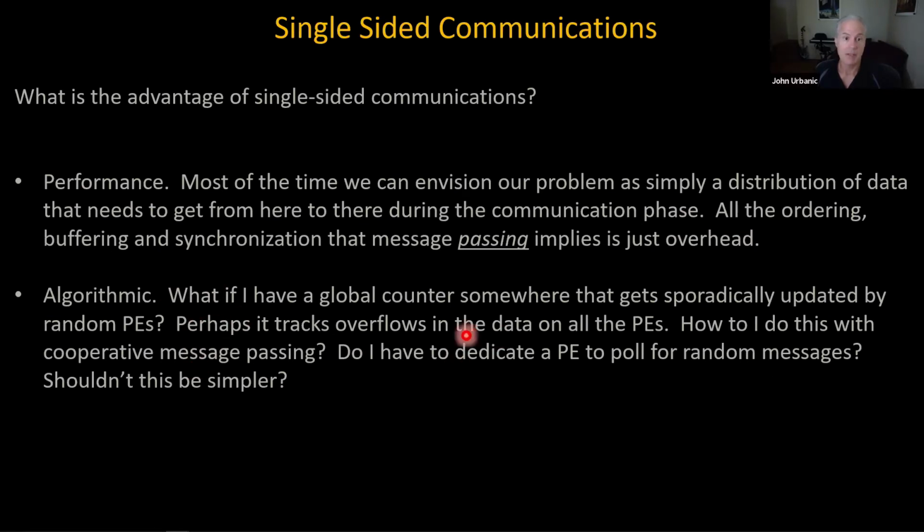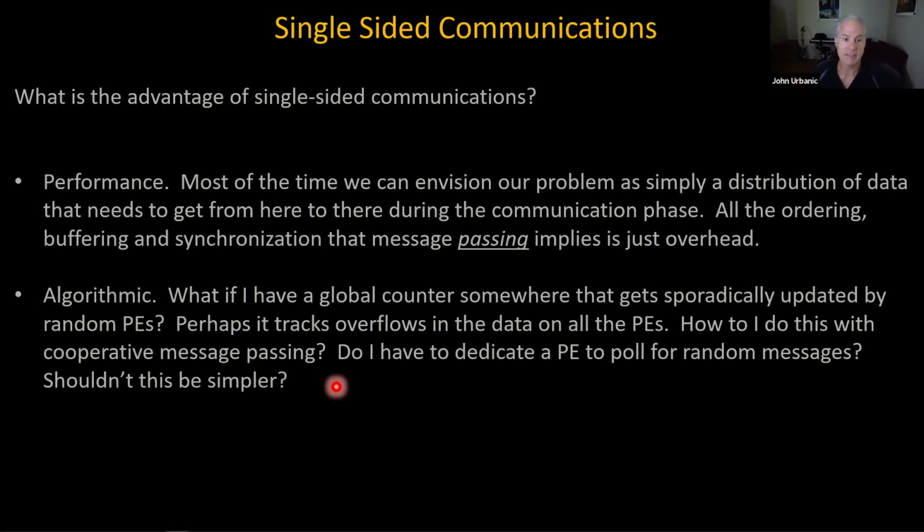For example, let's say here we have a global counter somewhere that keeps track of, let's say as we're reading in data on our PEs, some of the data is bad. So we want to have a counter somewhere to keep track of bad data points. And we'd like it to be a global counter. So somewhere we'd like PE0, for example, to know how many bad data points all the other PEs have encountered as they read stuff from disk. So PE0 is going to keep this counter.